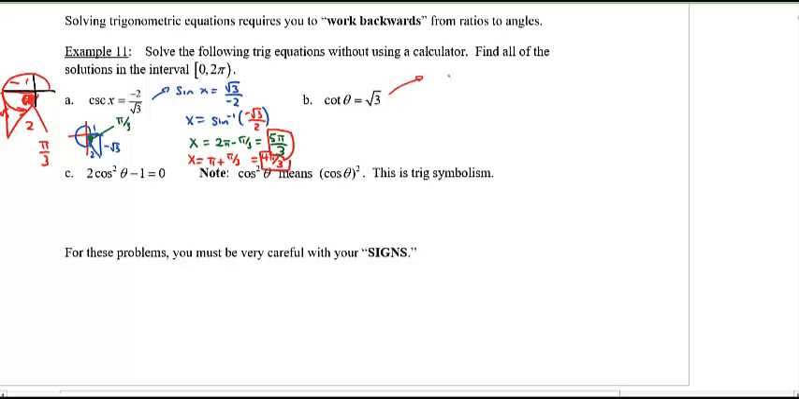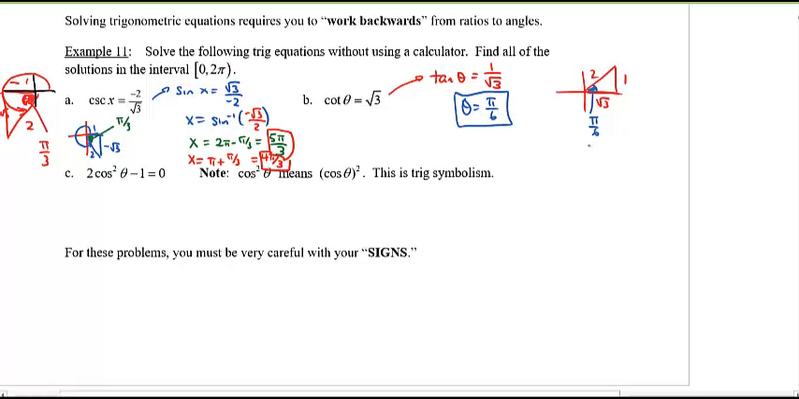Cotangent. Let me rewrite that as tangent. That means it's the reciprocal, 1 over root 3. Time to draw my pictures. My first one, tangent is 1 over root 3, y over x. That must be 2. Therefore, my reference angle here must be pi over 6. And because this is already in the right position, I'll say theta equals pi over 6. Ding! Okay.